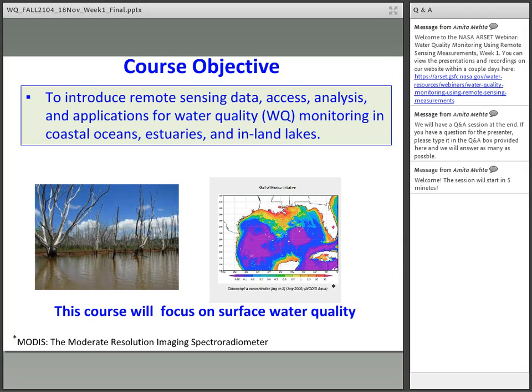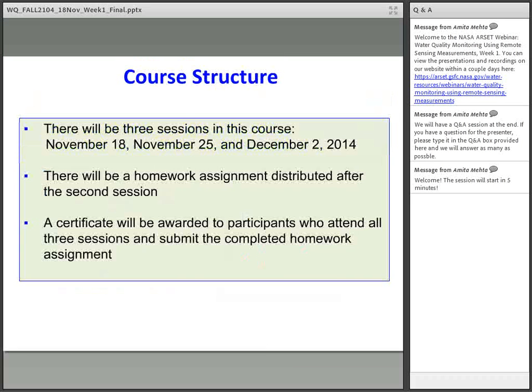What the maps shown here show is a water body, and satellites can give a nice continuous coverage of a water body, and a number of water quality parameters or properties can be derived. So that is what the webinar will focus on in the next 3 weeks.